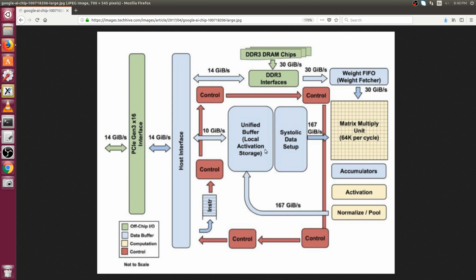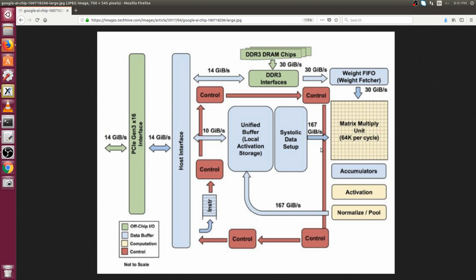Now we see though, so they have this systolic array data set up, and then they have this unified buffer for local activation storage. This isn't to scale, by the way, this picture. However, this matrix multiply unit, this is the entire processor. This entire processor is a giant matrix multiply unit that has accumulators, which is basically just addition, and then they have their activation and normalization down here, which are separate mathematical operations. So this uses the activation functions. A lot of times I think ReLU is what it's called, and sigmoid is another activation function, and then just normalization.